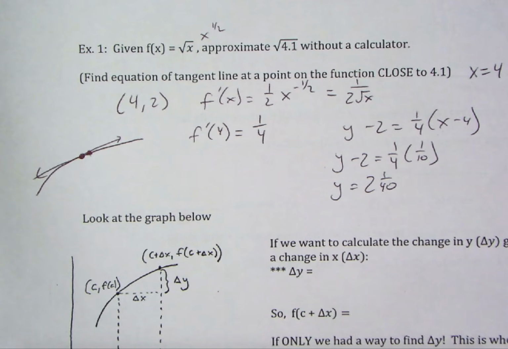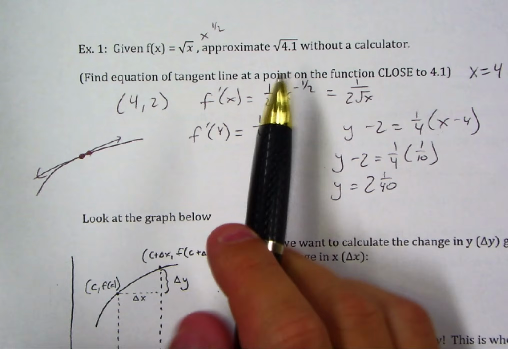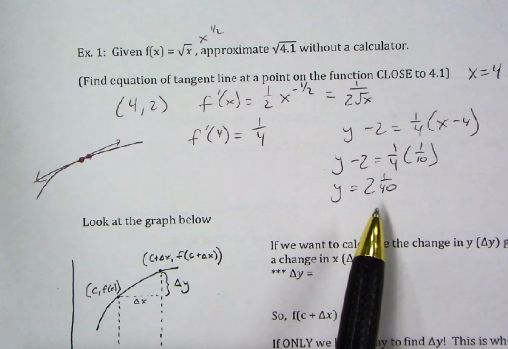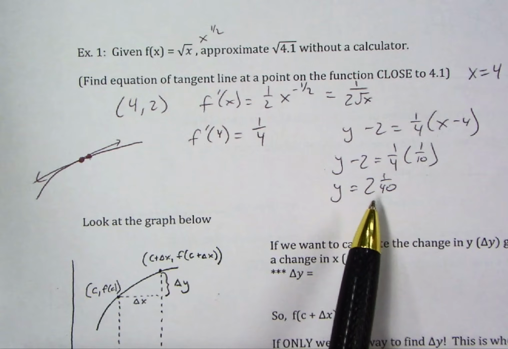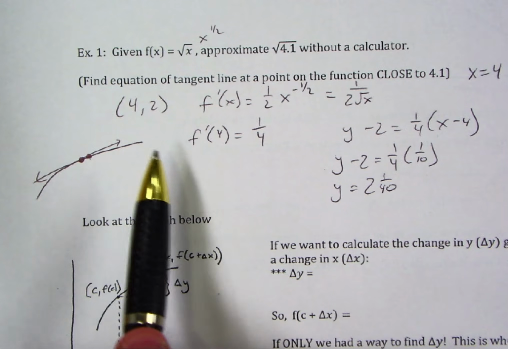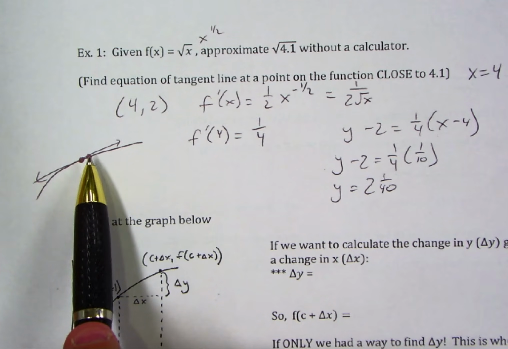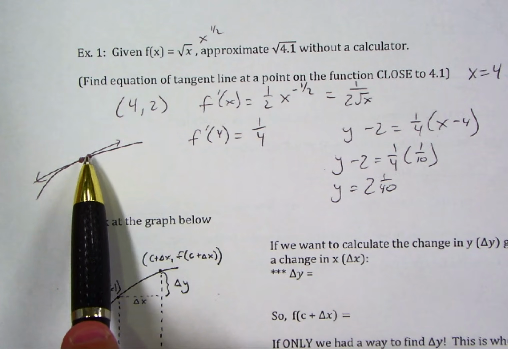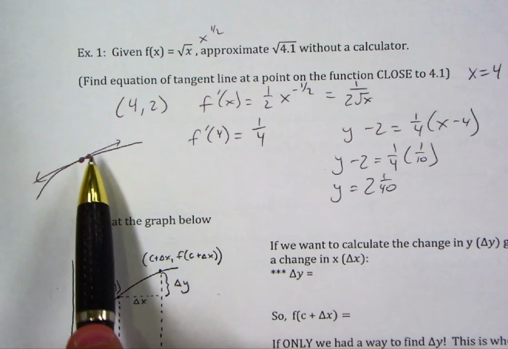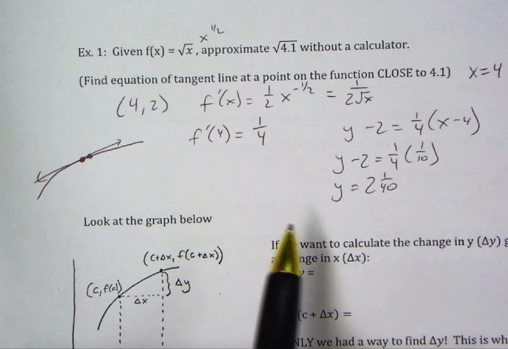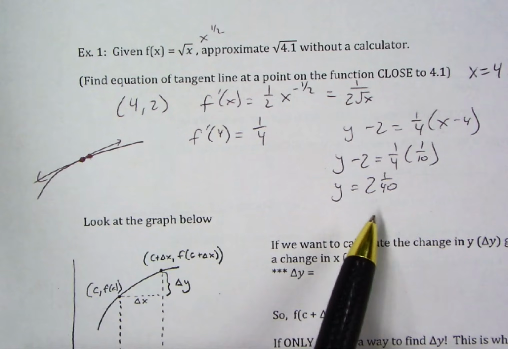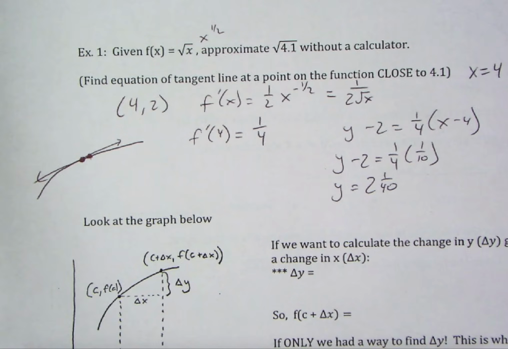So this is our approximation to what the square root of 4.1 is, 2 and 1/40th. This is not what the square root of 4.1 is, but if you look over here, this is what the y value is on the line, and look at how close the y value of the function is right there. They're basically the same exact thing. And so we were able to, without a calculator, figure out about what the square root of 4.1 is. That's the gist of today.